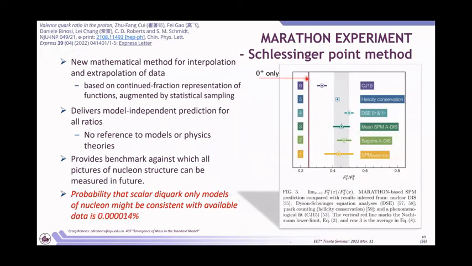This is the scalar diquark only picture, and this is where we sit today based on combining the MARATHON data with another recent analysis that includes a whole array of deep inelastic scattering data on heavy nuclei, and it removes the effect of short-range correlations. So we now have a benchmark against which all pictures of nucleon structure can be measured in future.